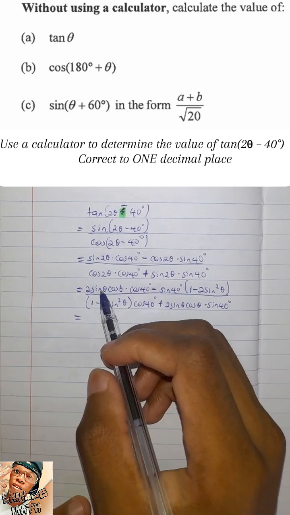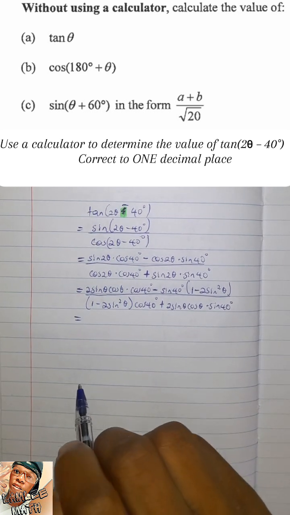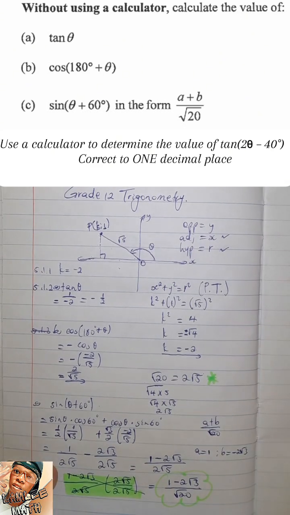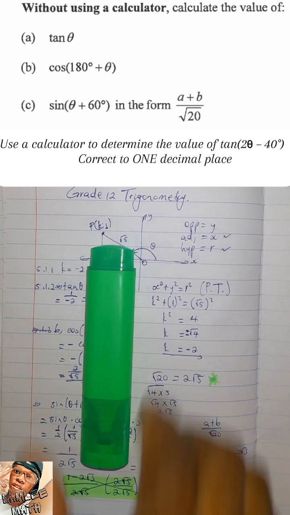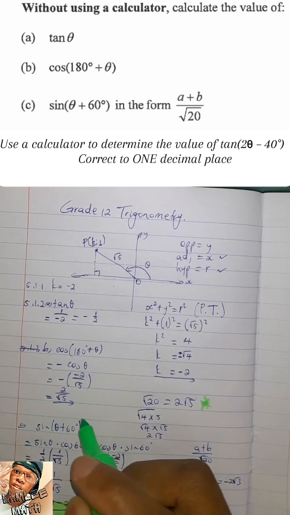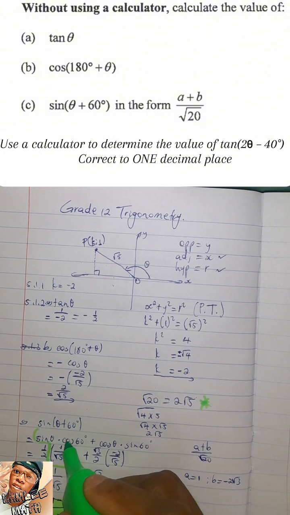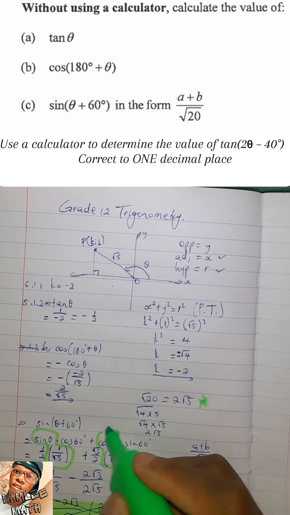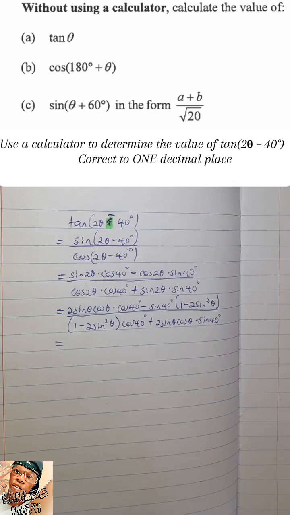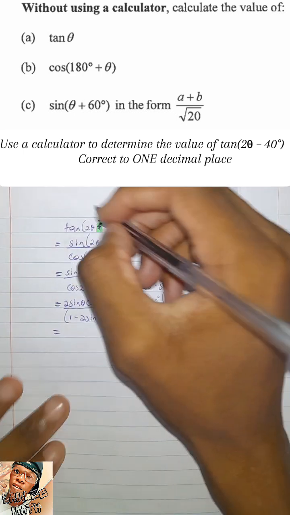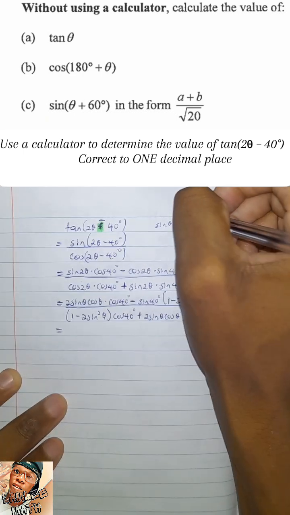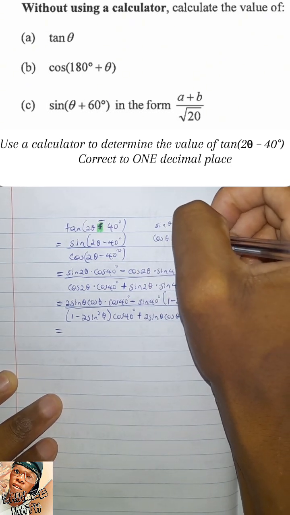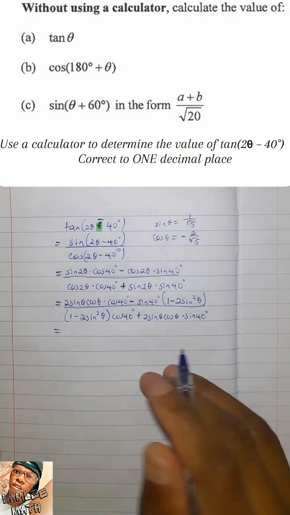So we know what sine theta is, what cos theta is, right? From our diagram here, we have found out that sine theta is 1 over root 5, and cos theta is negative 2 over root 5. We found that out from our diagram, right? So I'm just going to note that.